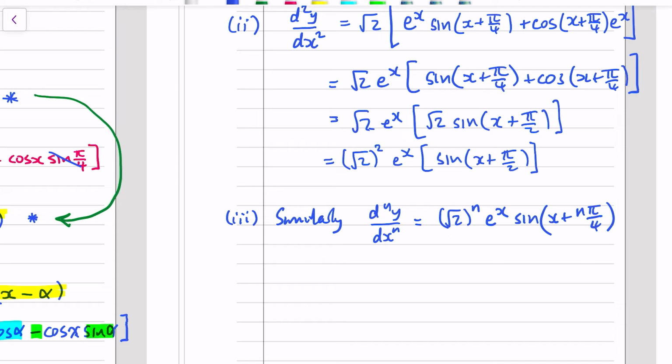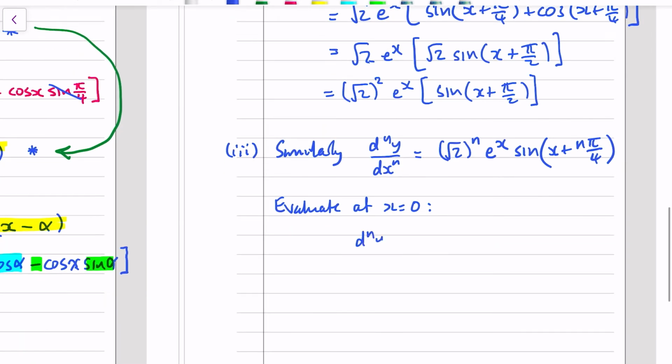Okay, and then it says to evaluate this thing when x was equal to 0. So the nth derivative, root 2 to the n, which can be written as 2 to the n over 2 if you wanted to. E to the 0 is 1, so that term we don't need to write. And then sine of, if x is 0, we get sine of n pi over 4. Okay, and that is the answer to the problem.